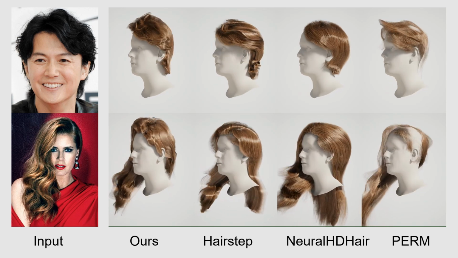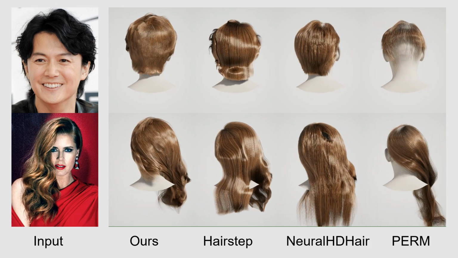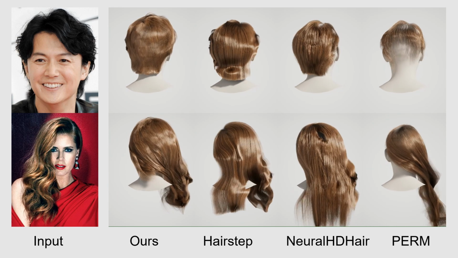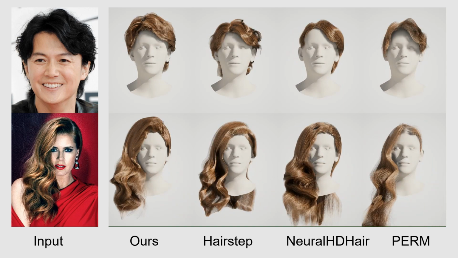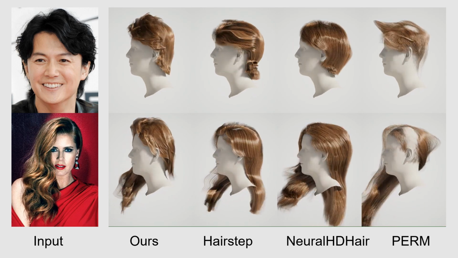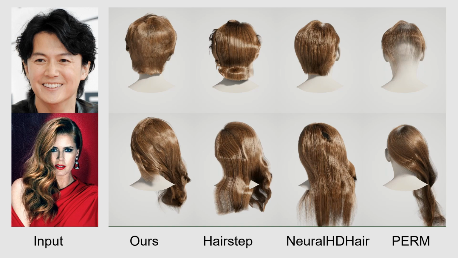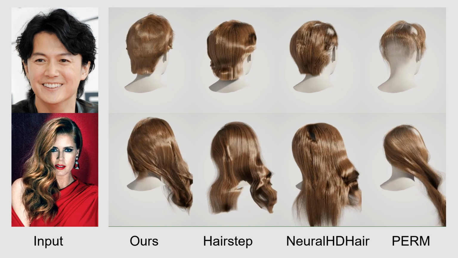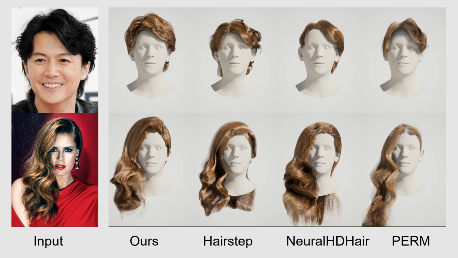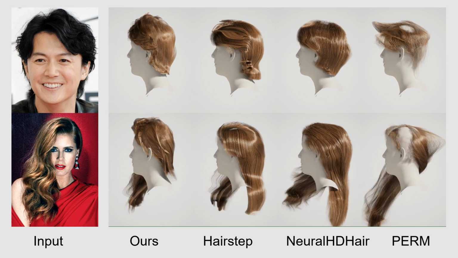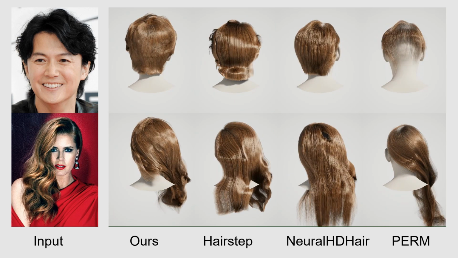We compare our method against state-of-the-art approaches. In this work, we compare with 4 different types of methods. First, hair growing, such as HairStep and Neural HDH hair, which predict a 3D orientation and occupancy volume, and then grow strands inside it. Second, we compare with the PERM method, another optimization-based approach, but unlike ours, it uses a time-consuming retrieval procedure for initialization, while we leverage a learned hairstyle prior.